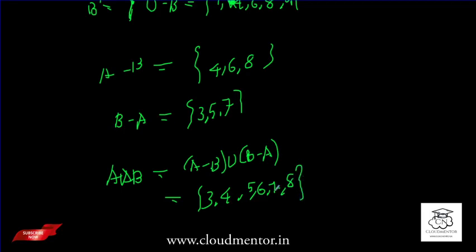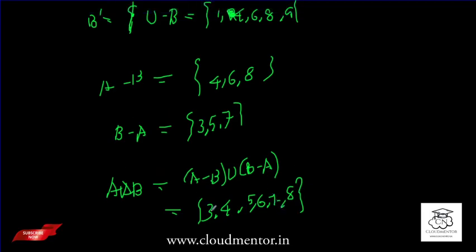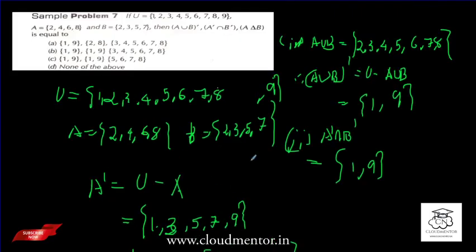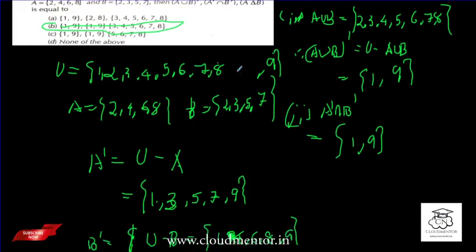Okay, hope you got that. And moving to the next question, so we have to find the answer, right? So that is 3 4 1 1 9 1 9 and 3 4 5 6 7 8. So which is the answer? 1 9 1 9 3 4 5 6 7 8. That is, option B is the right answer. Okay, moving to the next question.